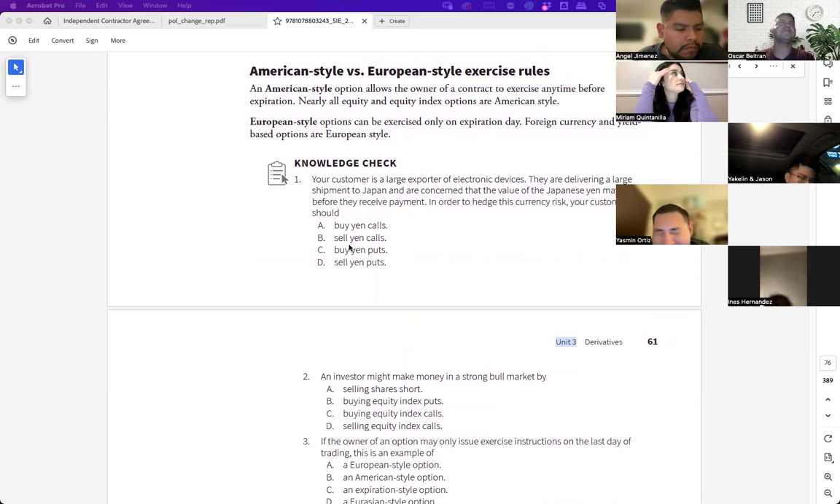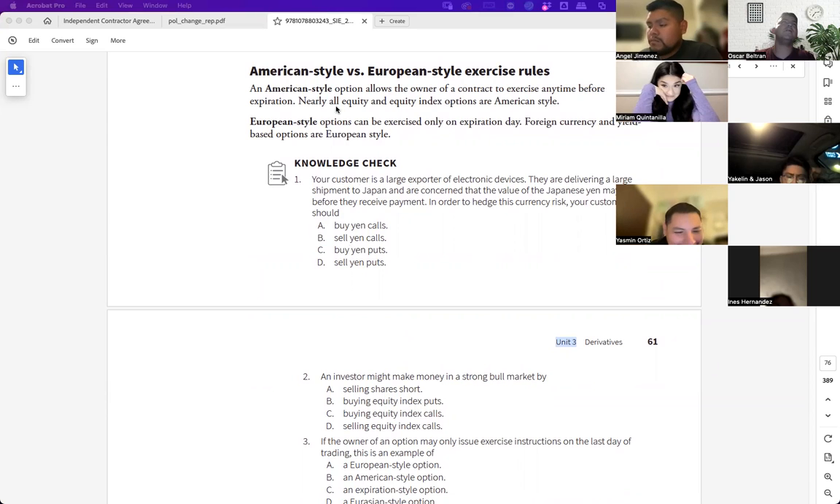All right, cool. So here we have your American style versus European style. For American style and European, it's a bit different. My phone's already telling me to go to bed. I'll ignore it. All right, cool.